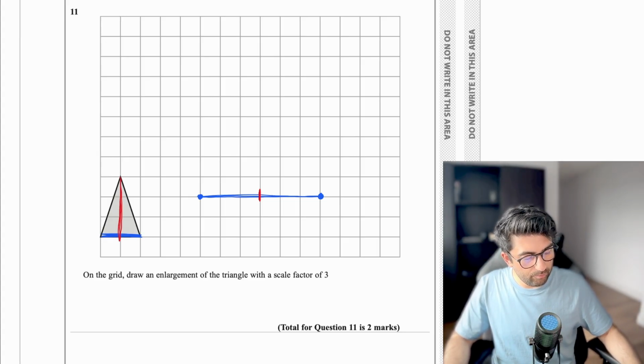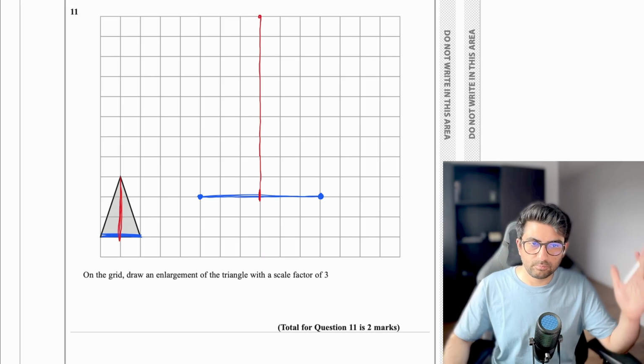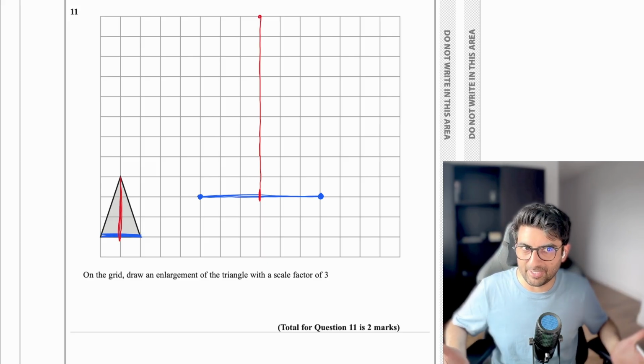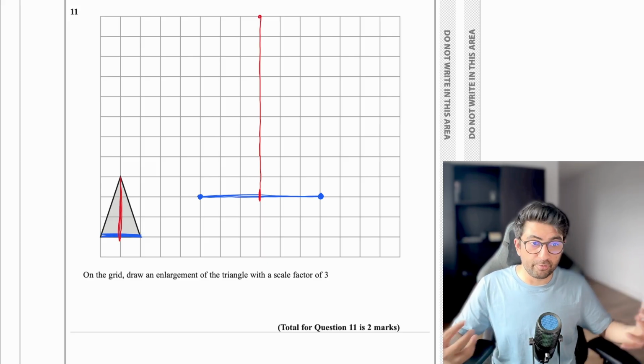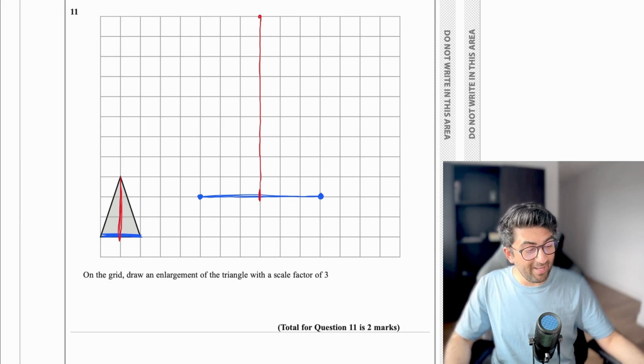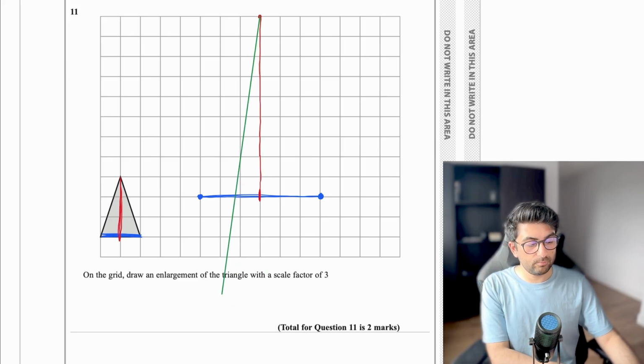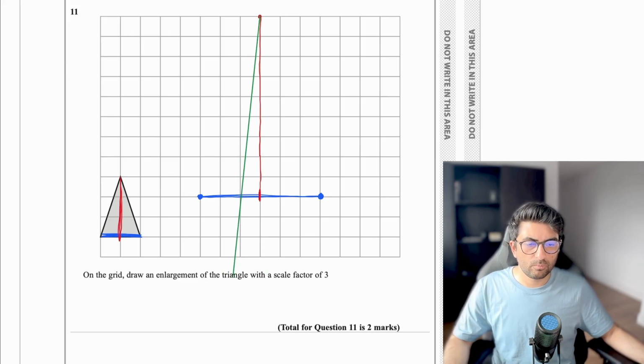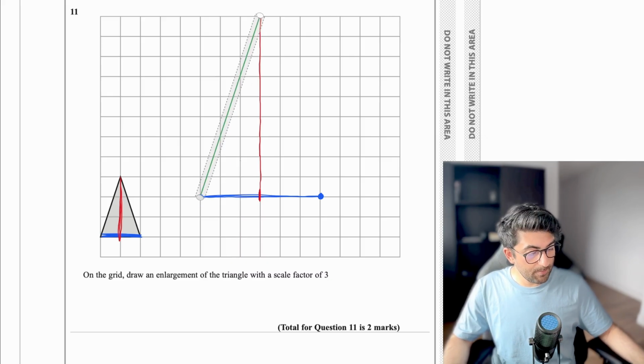So 1, 2, 3, 4, 5, 6, 7, 8, 9. I've drawn this very close to the top, but that doesn't matter. Okay, so we've got the middle. Now, that's not technically a line in the diagram. I'm using it to help me to construct the triangle. Because now, all I need to do is join those points together to construct my triangle. So here's the first line. And the second one.